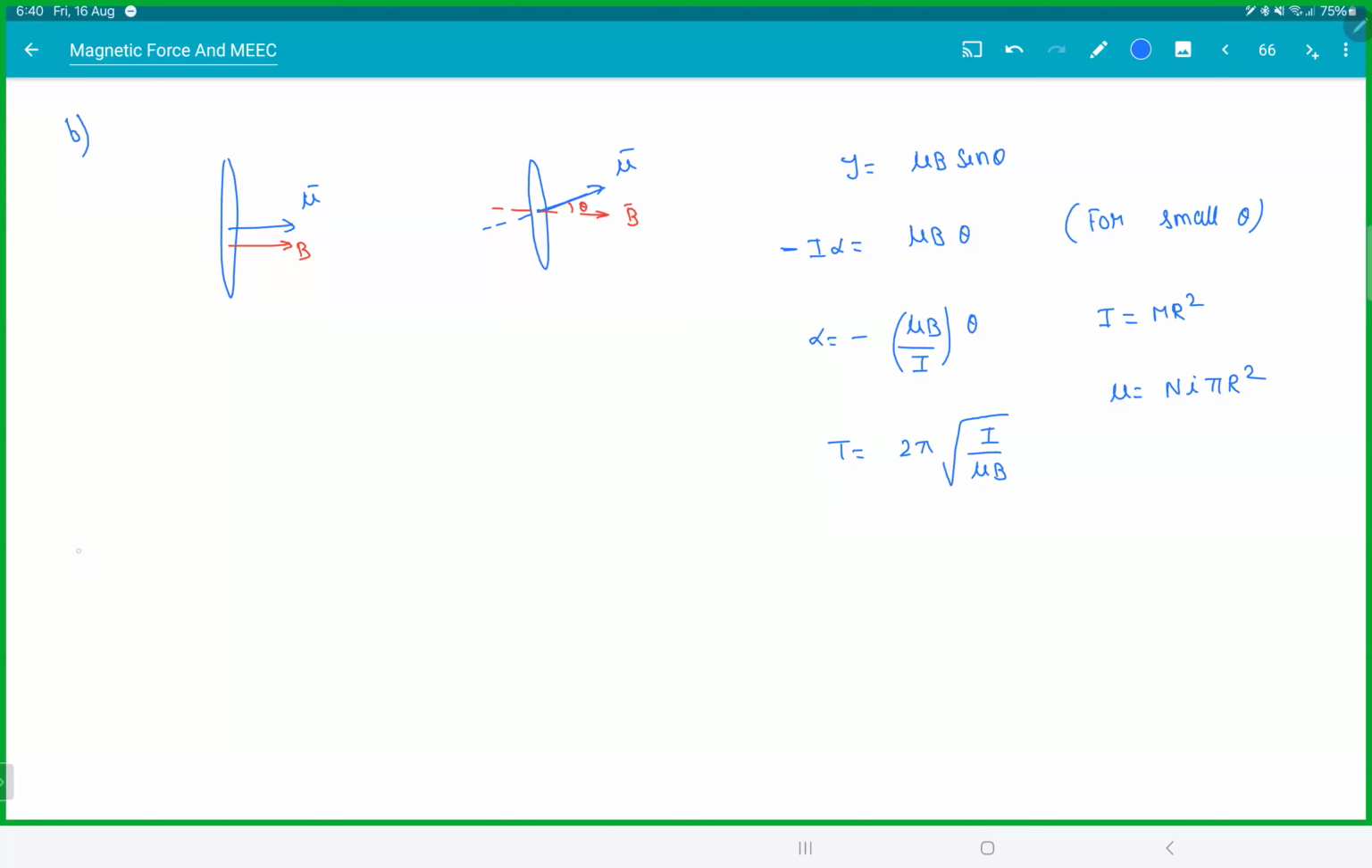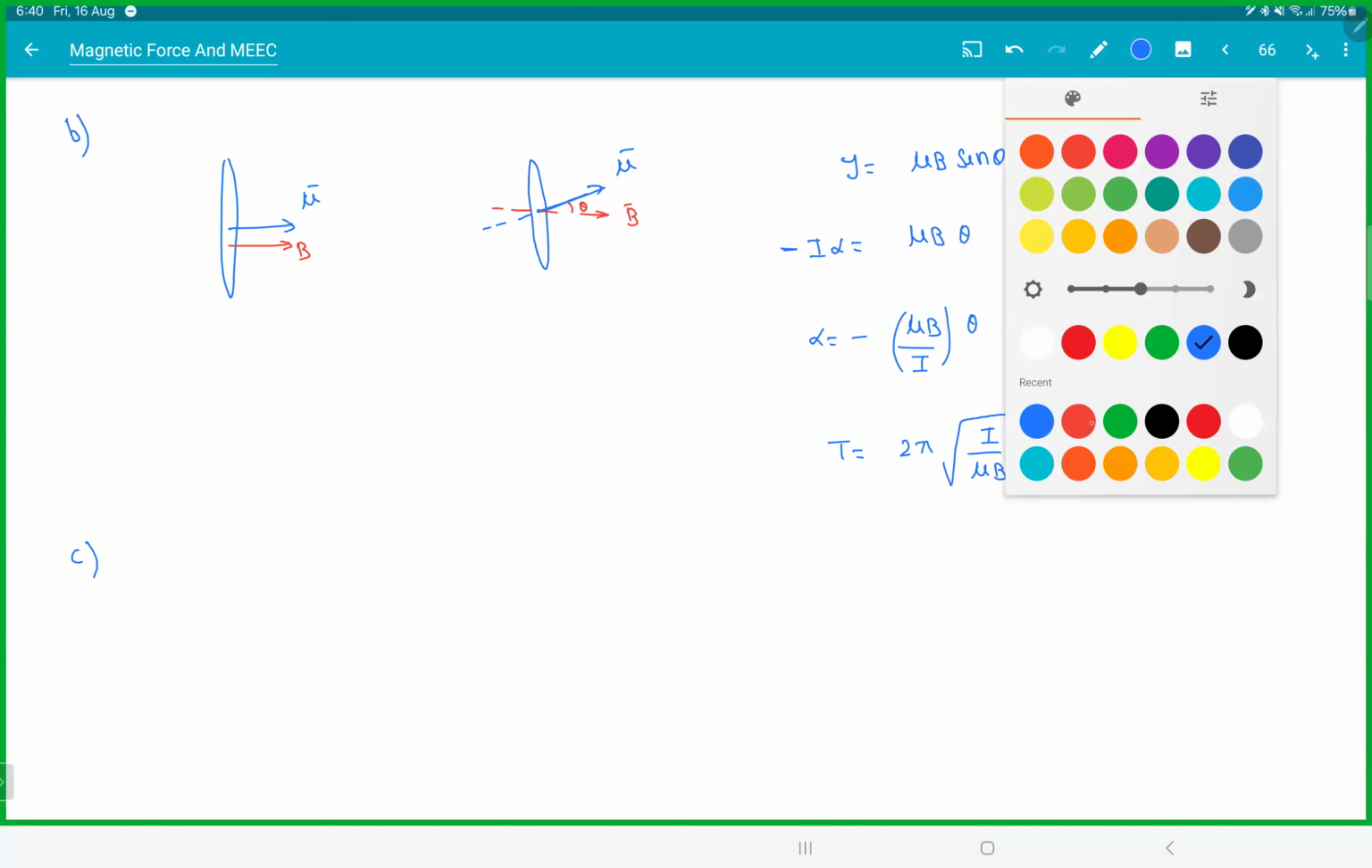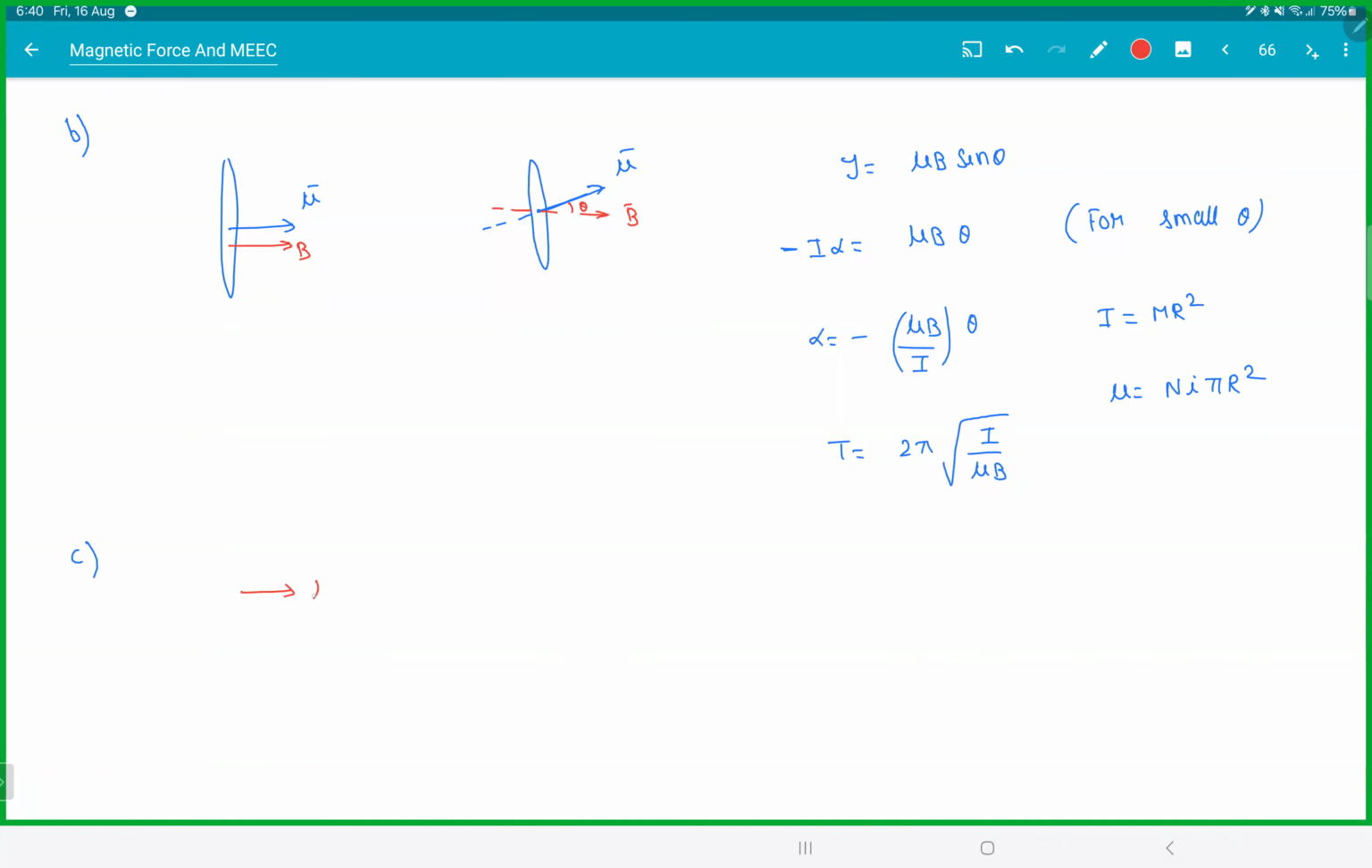Yeah. And for the third one, you'll have three vectors basically: mu bar, and mu bar. The mu net magnitude will be mu into root 3, where mu is I into pi r square. If all three circles are in three different planes, the three vectors will be in three different directions, x, y, z. So it's like mu i cap, mu j cap, mu k cap. I can't be sure about the exact direction of i, j, k.